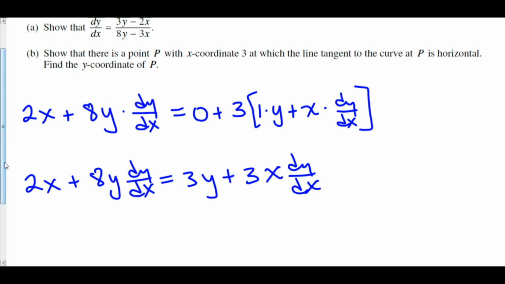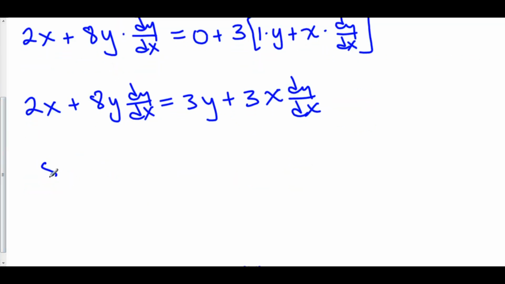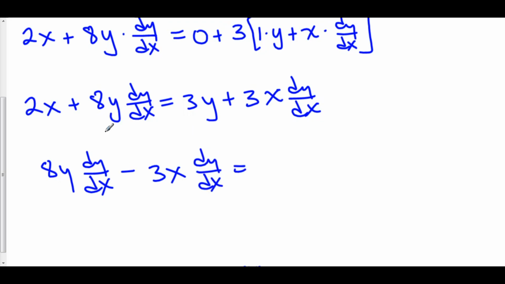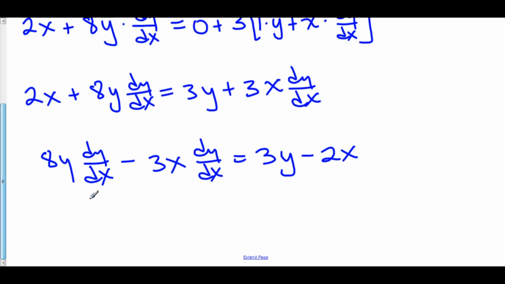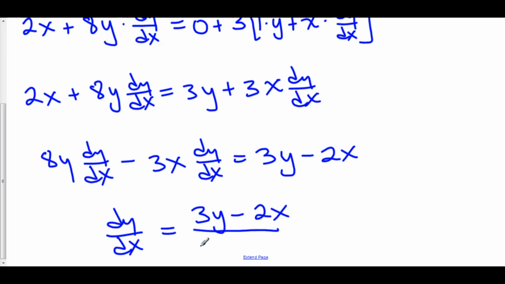Let's get our dy dx's on one side. So we have 8y dy over dx minus 3x dy over dx. And now we'll move our 2x to the right hand side. So we have 3y minus 2x. And of course we can now factor out a dy dx and divide by 8y minus 3x, yielding dy over dx is equal to 3y minus 2x over 8y minus 3x.